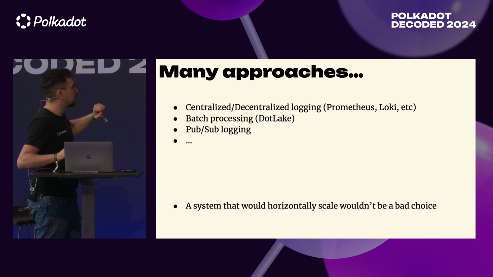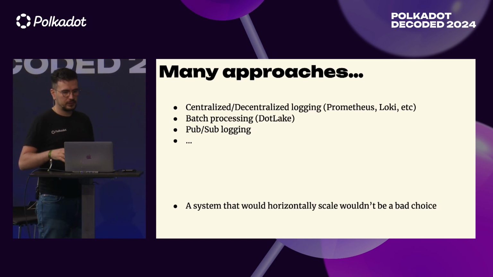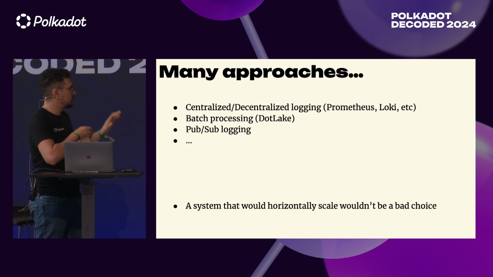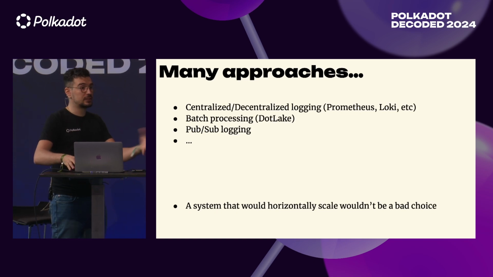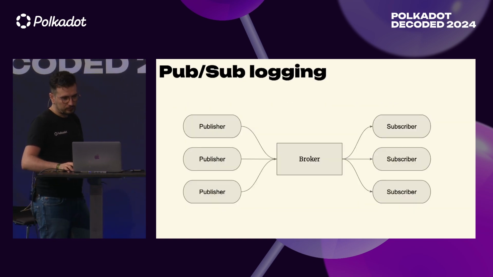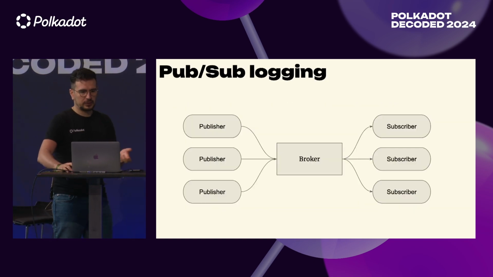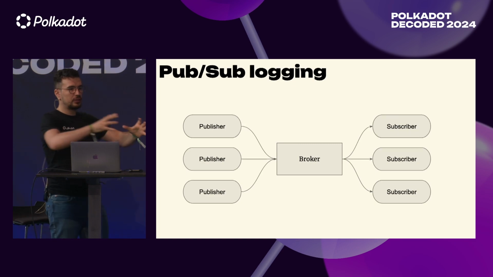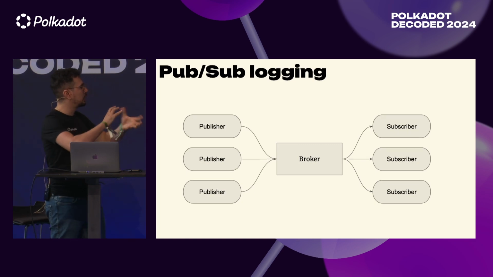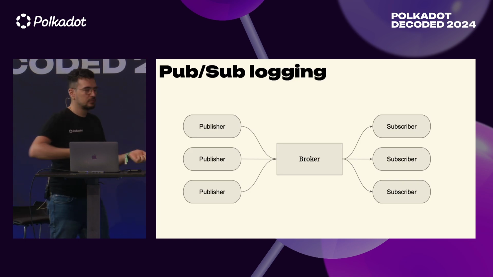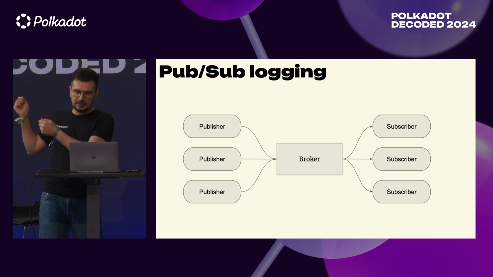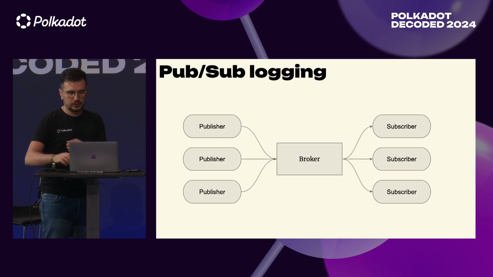Or you can use something called publish-subscribe logging. This is what I will talk about. The main constraint, I would say, is that we want a system that will scale horizontally. So if we have more parachains, it wouldn't be an issue, as we use the same system to monitor those chains too. So what is pub/sub logging? Essentially, you have a broker in the middle, a central entity that brokers messages between publishers and subscribers. Something happens on a chain, I send it to somebody else that processes it downstream.